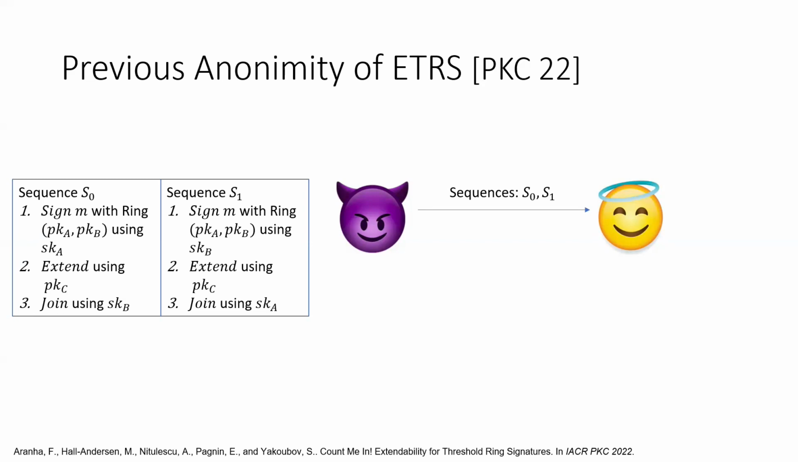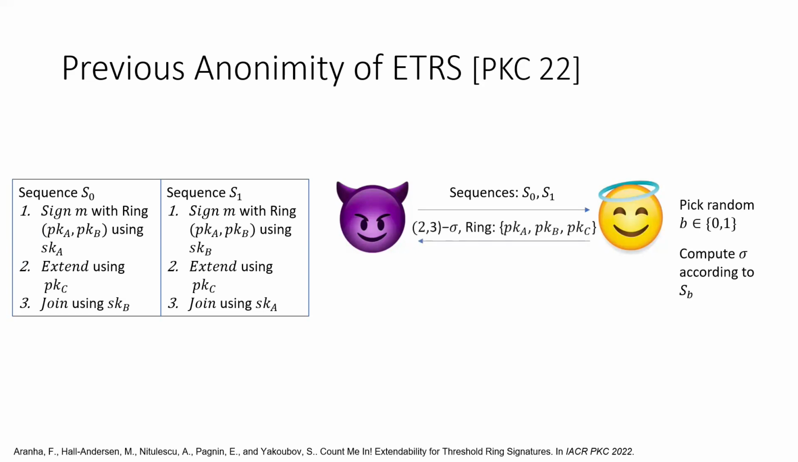And on the other end, in order for the adversary to be admissible, this sequence S1 must be compatible with S0. By compatible, I mean that at each step of the sequence, the kind of queries are of the same type and the public inputs are the same. Then the challenger will pick a random bit and compute a signature according to the sequence SB. Very crucially here, what the challenger will send to the adversary is the signature that results from the last step. So in this case, it will be a 2 out of 3 signature.